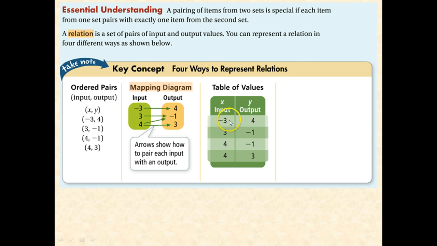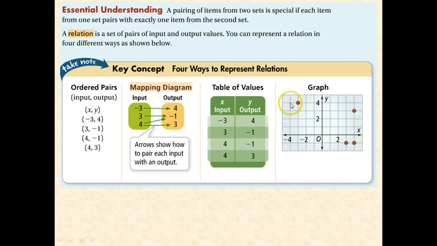A table of values is another way, which is very similar to this, except it's a table. It's still showing which input is related to what output. And you can show it through a graph. A graph is showing -3, 4. Here's the x input -3 being associated with the y output 4. Here is the x input 3 being associated with the y output of -1, and so forth.